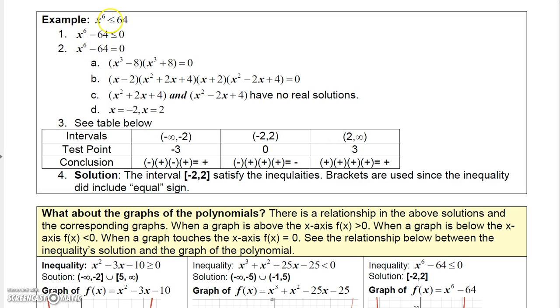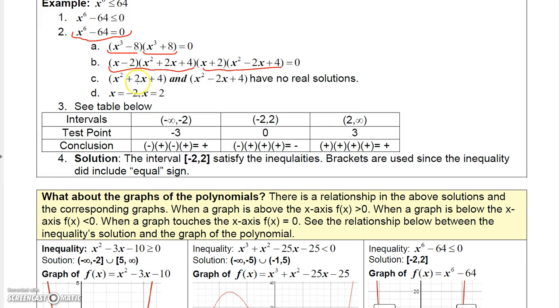Okay, this one's a little tricky. x to the 6 is less than or equal to 64. We'll move your 64 over, and then set this equal to 0, and it factors, using difference of squares, into x cubed minus 8 times x cubed plus 8. But actually, if you go to your formula for difference of cubes, that factors into x minus 2 times this trinomial, and the sum of cubes, x cubed plus 8, factors into x plus 2 times this trinomial.